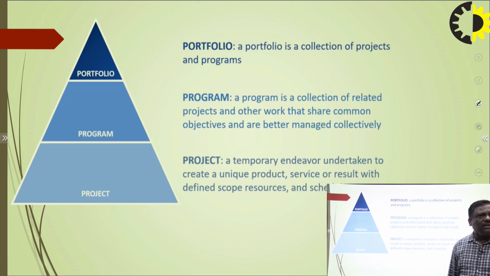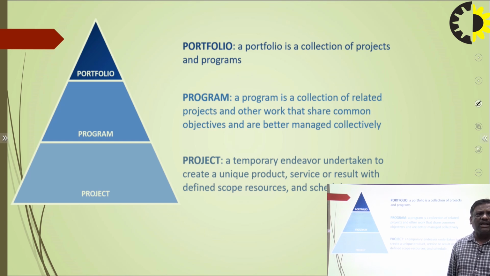So what is the difference between portfolio, program and projects? We can easily see that a collection of projects and programs is known as a portfolio. In a portfolio, we align the projects on a priority basis, a priority that comes from the objective that meets the organization's goal.